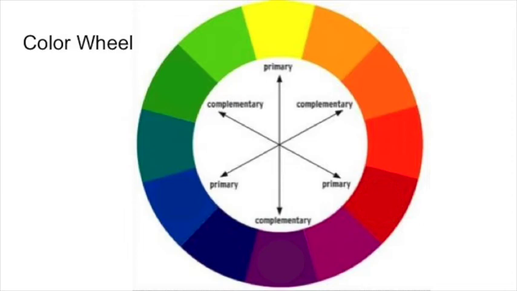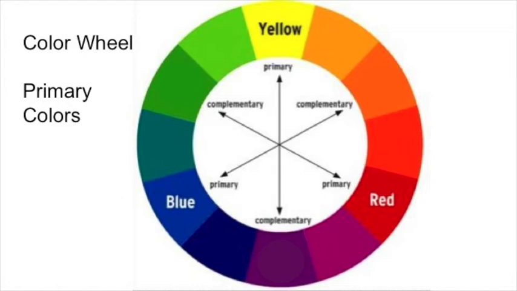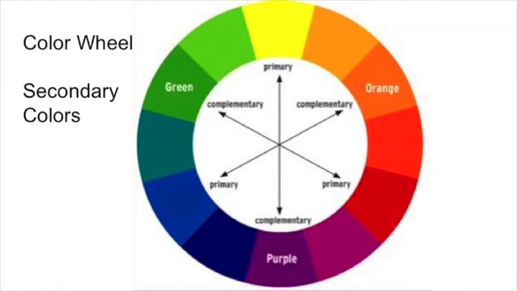Primary colors are colors that cannot be made by mixing other colors together. They are red, blue, and yellow. The secondary colors, orange, purple, and green, are made by mixing two primary colors together.